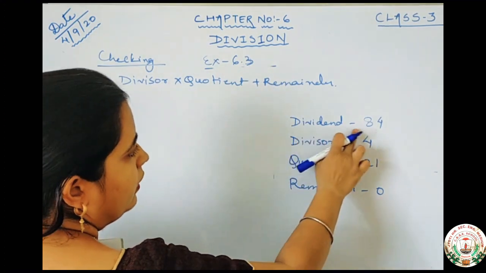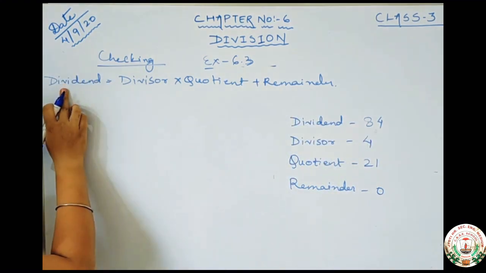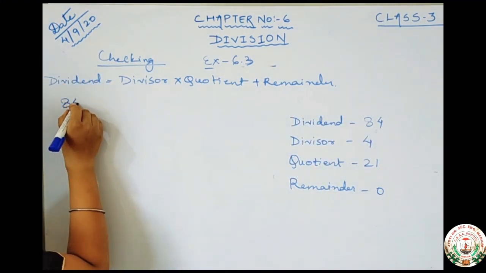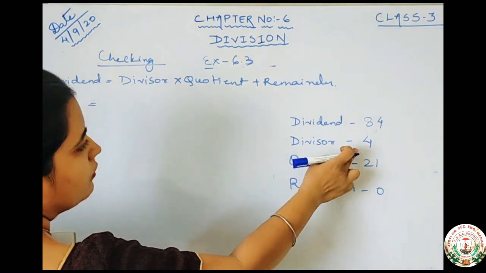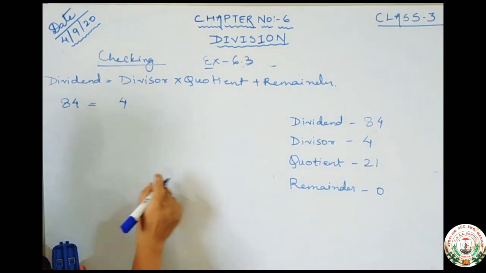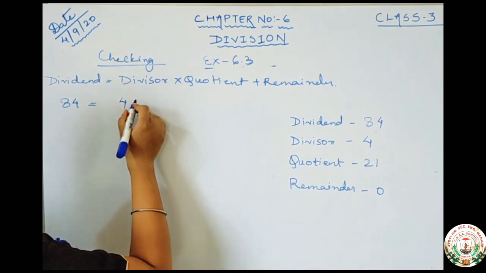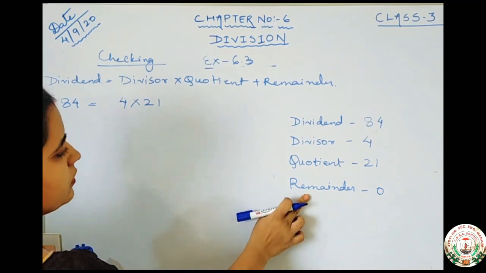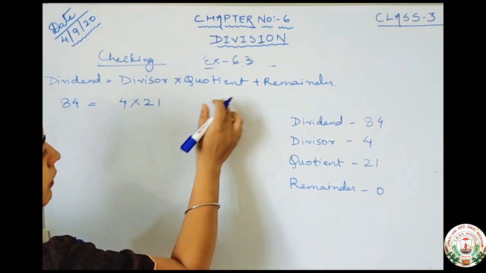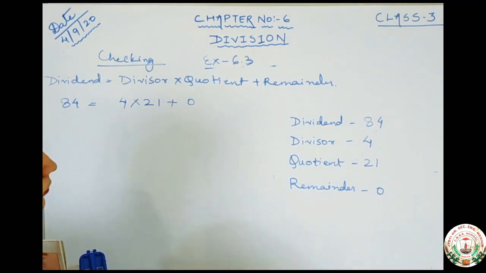What is dividend? Dividend is 84. So we will write 84 in place of dividend. Dividend की जगह हमने dividend को लिख दिया. What is divisor? Divisor is 4. We will write here 4. What is quotient? Multiply sign. Quotient is 21. Then what is remainder? Remainder is 0. Plus sign 0.